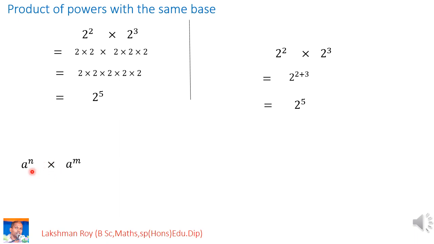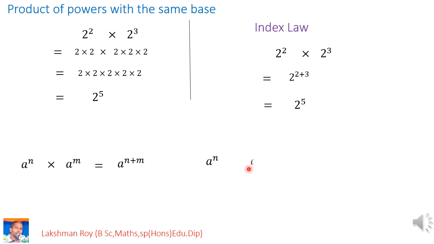Now you can write one base, that is a base. What happened? M and n should add. That is the law, right? So this is only two powers, right? I'll go to another one. See, right? So this is the index law, right?